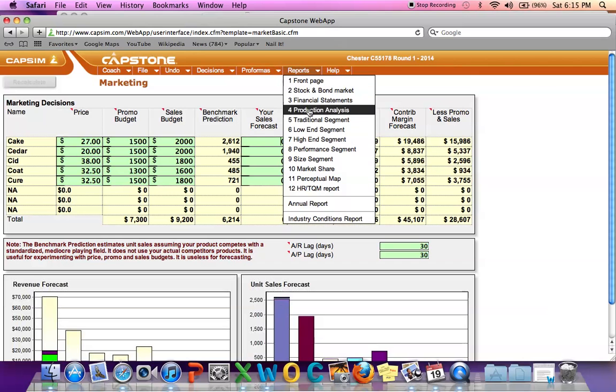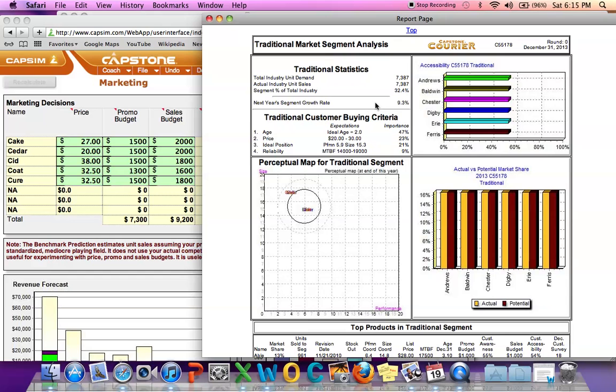We'll go into our Capstone Courier here, and as you can see, the total industry unit demand, that means how much is out there that customers are asking for, is 7387. So if you just want to write that down on a sheet of paper or something, that's what I'm going to do right now. Just for your information, that's 32.4% of the total industry itself. The next valuable piece of information you have here is 9.3%. So by the time next year comes around, this segment is going to grow by 9.3%.